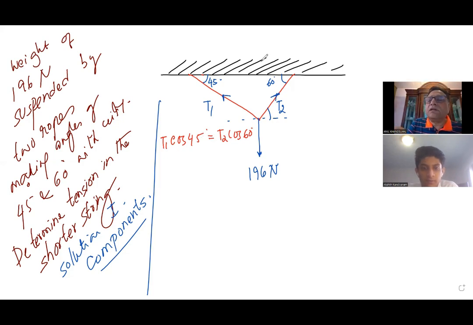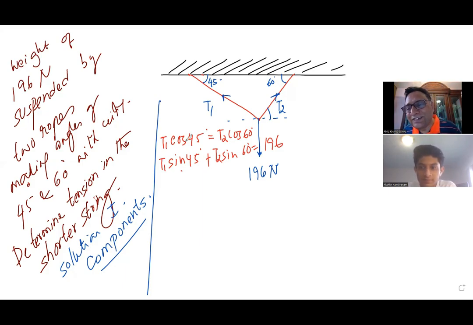The other thing is the vertical component. The upward component is T1 sin 45 degrees plus T2 sin 60 degrees, which is equal to 196. Do you see that? So we have two equations with two unknowns, T1 and T2. We can definitely find them. Since we are interested in T2, we can write T1 in terms of T2: T1 is T2 cos 60 over cos 45. Once you substitute T1, we are left with T2 and we can find the answer very easily using this method. Is that clear to you?